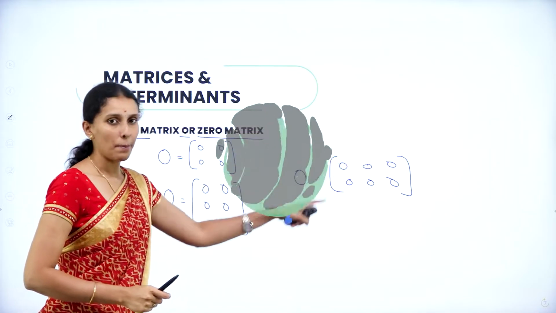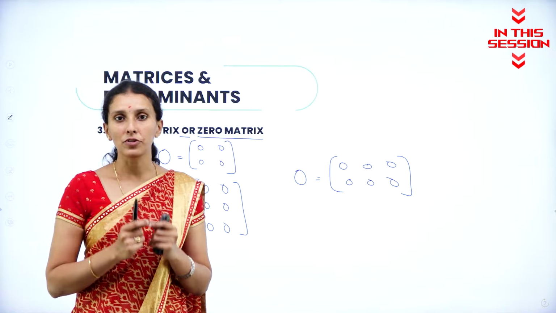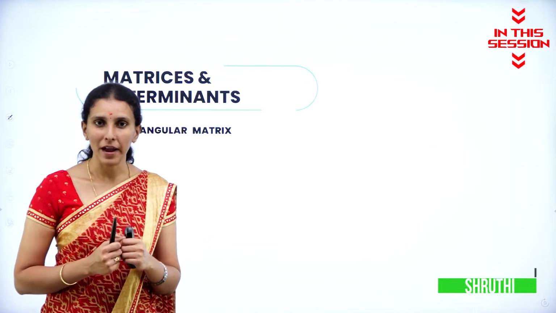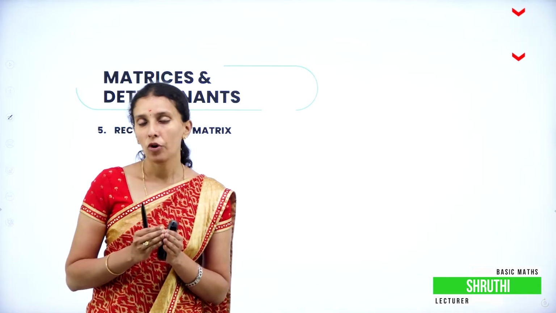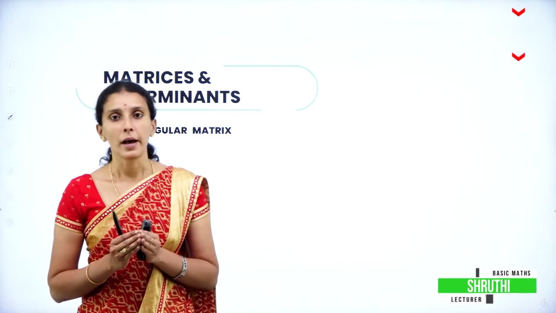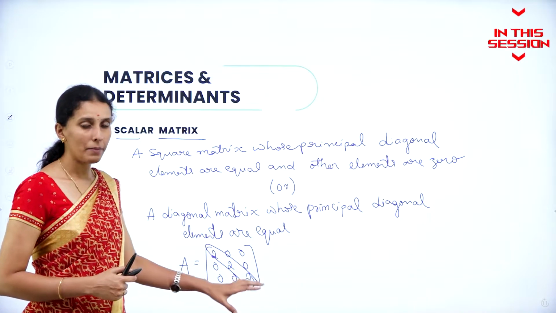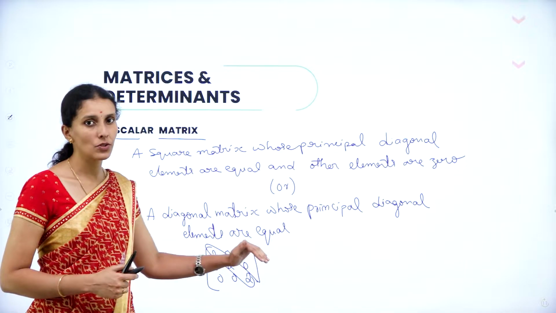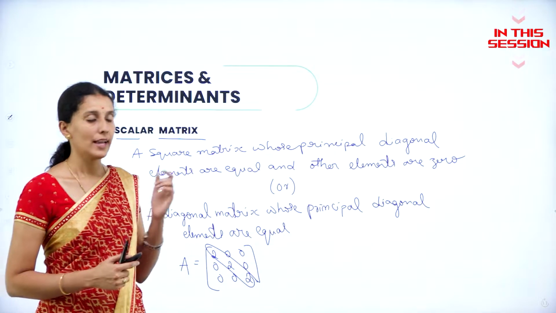All these are examples for a null matrix. The order of a null matrix again depends on the number of rows and columns. A rectangular matrix is a matrix which is not a square matrix. That means the number of rows is not equal to the number of columns. They are completely different. It's a diagonal matrix where principal diagonals are equal. Then we can call it a scalar matrix.